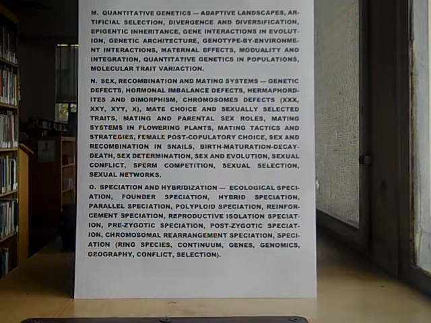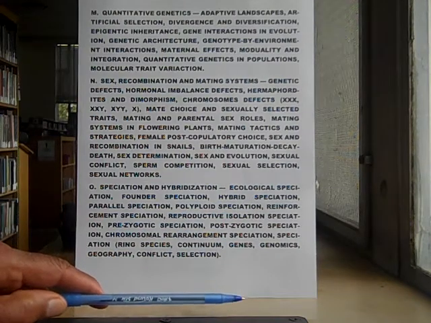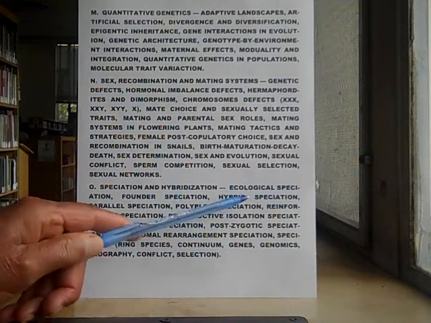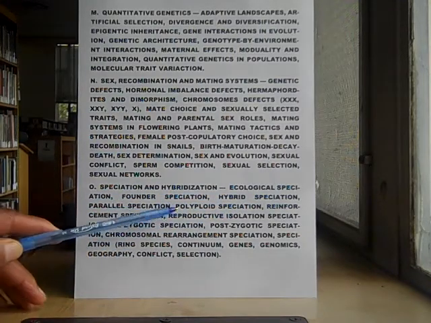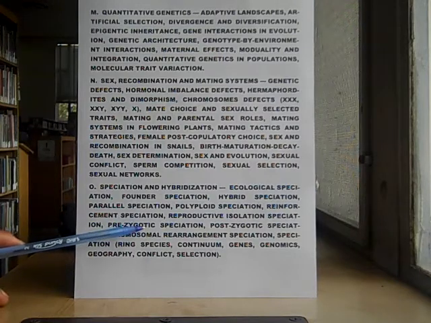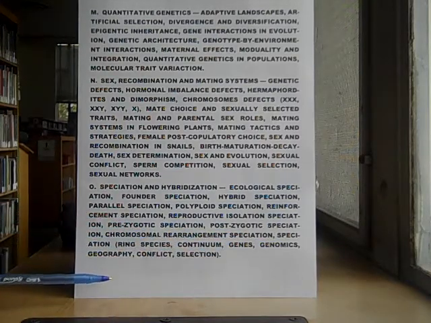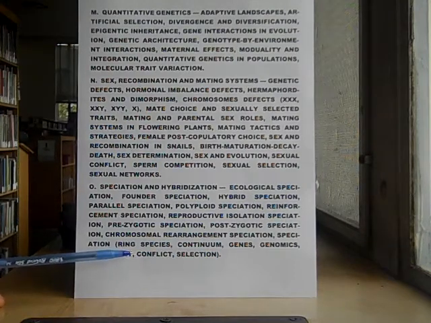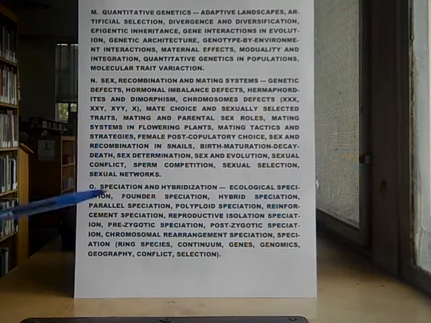Now, let's continue. O, speciation and hybridization. Speciation, how one species turns into another species over thousands, millions, tens of millions, hundreds of millions of years. This is by ecological speciation, founder speciation, hybrid speciation, parallel speciation, polyploid speciation, reinforcement speciation, reproductive isolation speciation, pre-zygotic speciation, post-zygotic speciation, chromosomal rearrangement speciation, sequential speciation, also, even though I did not write it here, speciation in the sense of ring species, continuum, genes, genomics, geography, conflict, and also selection.